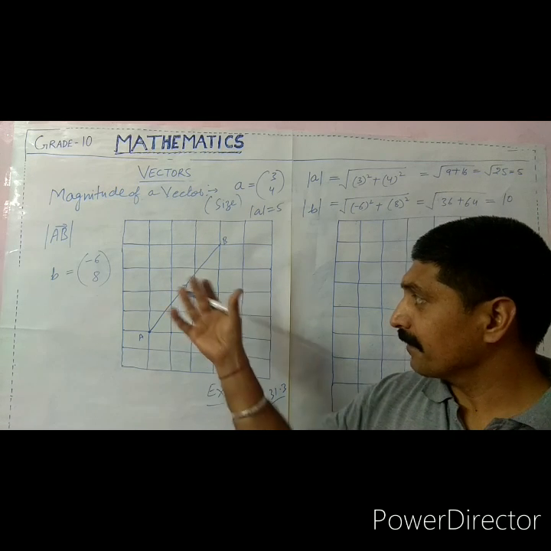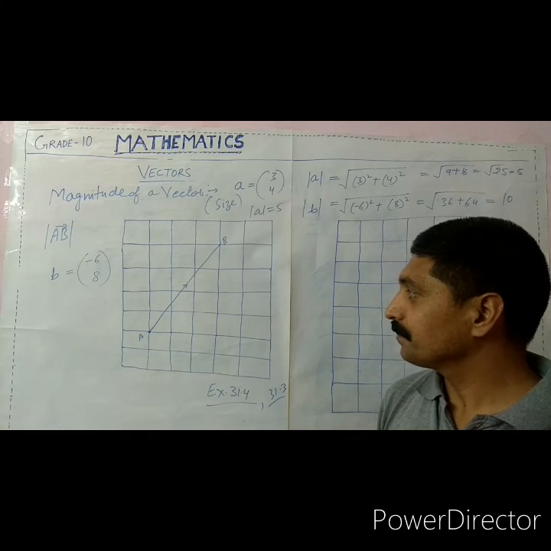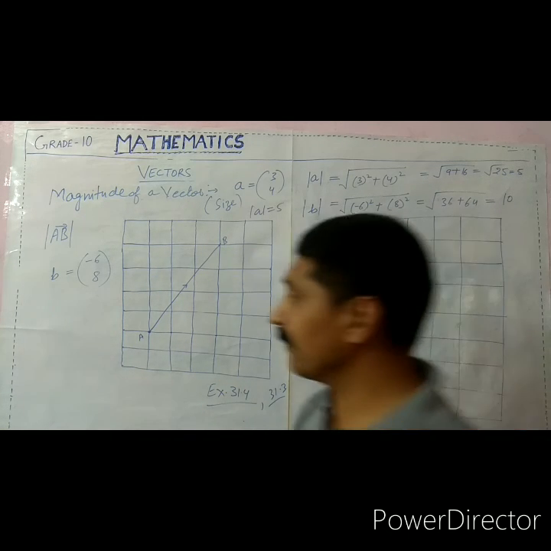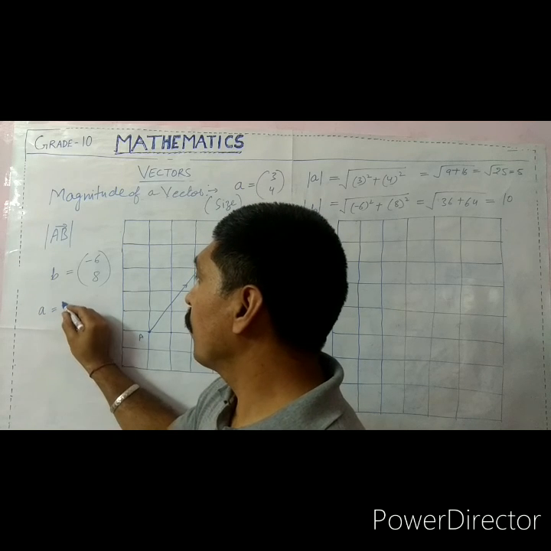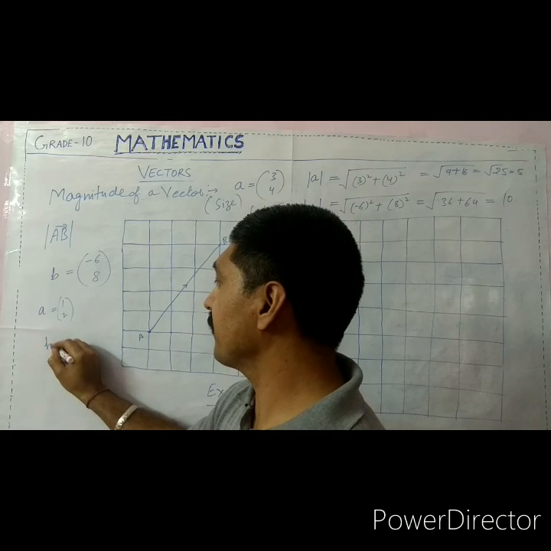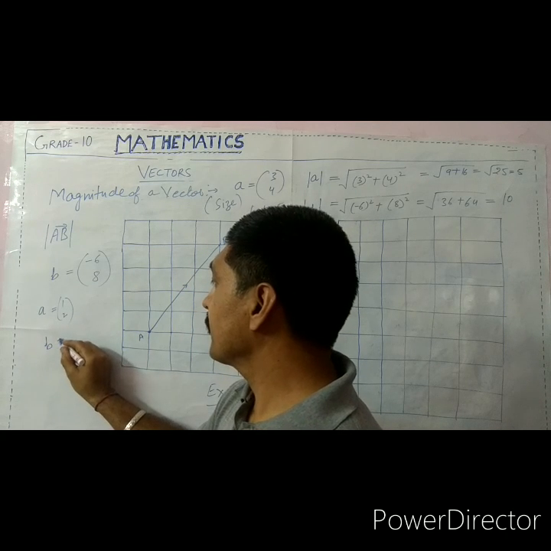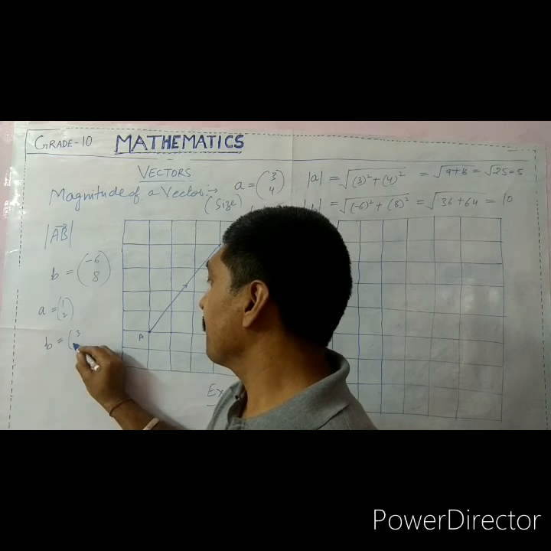Let's take again a few examples of addition and subtraction. If I have a vector A like (1, 2), and B is a vector like (3, -1).